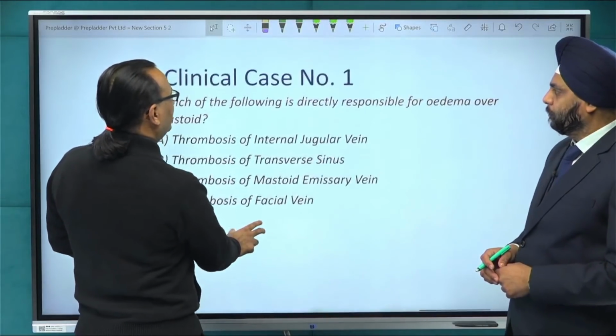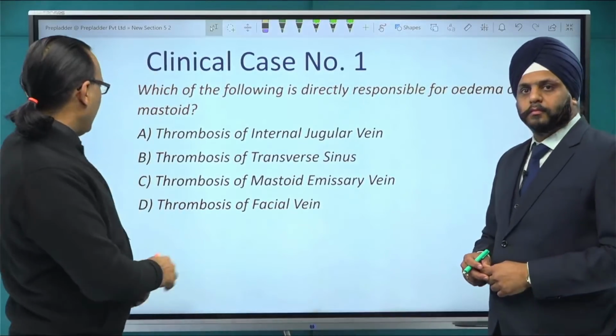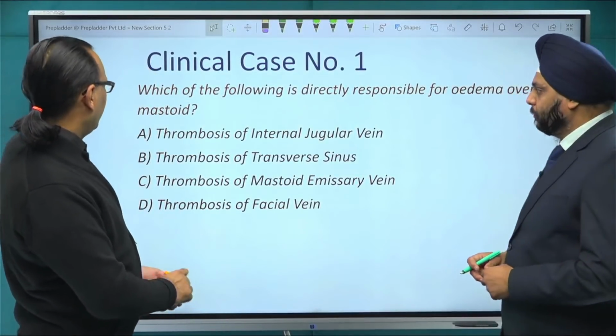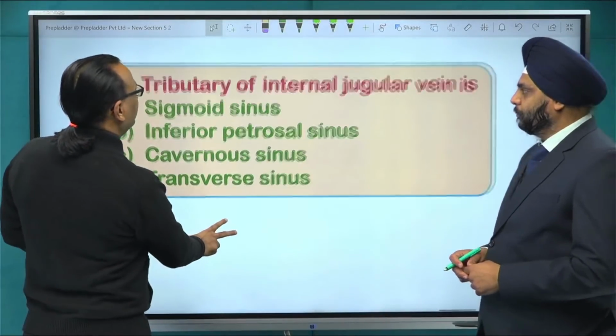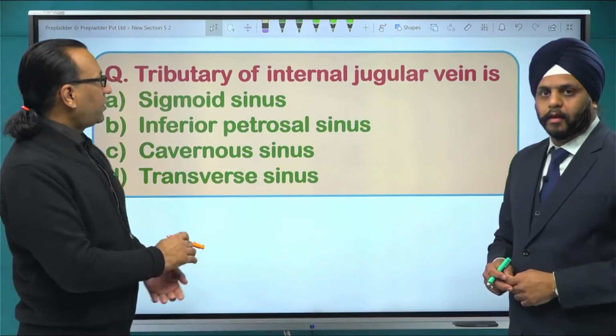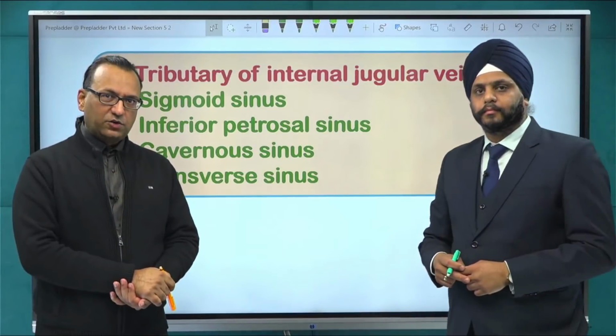So this is a question sir has presented to us. And what about my question? My question here is asking about the tributaries of the internal jugular vein.